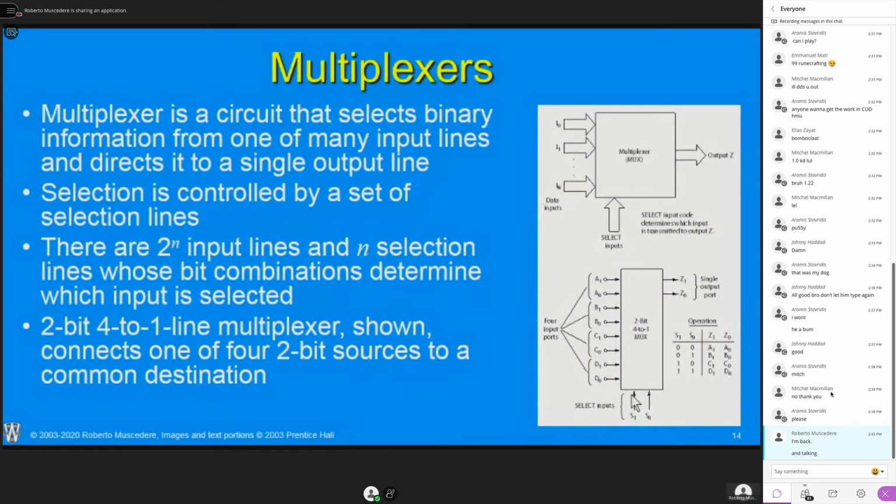Multiplexers scale exponentially, so every time I add another select bit here, I'm basically doubling the number of input bits, which doubles the size of the circuit internally. They don't scale very well, but they do operate very fast.